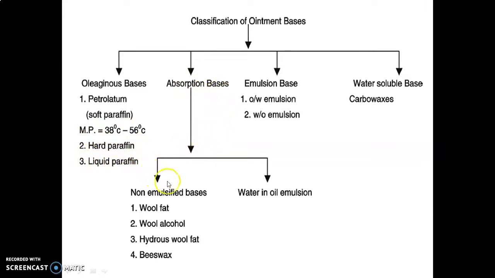Absorption bases are again classified into two types: non-emulsified bases, and water in oil emulsion, that is W/O emulsion, in which water is the internal phase while oil acts as the external phase. Non-emulsified bases are of four types, for example wool fat, wool alcohol, hydrous wool fat, beeswax. Then emulsion bases are of two types: O/W, oil in water emulsion, in which oil acts as the internal phase while water acts as the external phase, and W/O emulsion, in which water acts as the internal phase while oil acts as the external phase. Water soluble bases include carbowaxes.